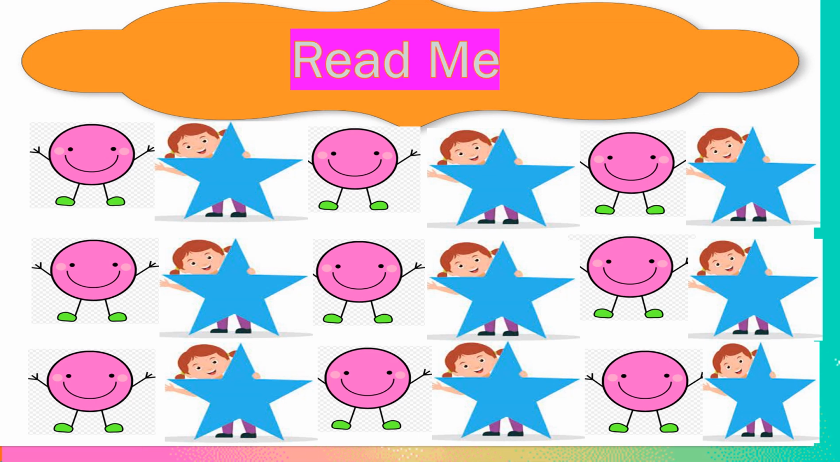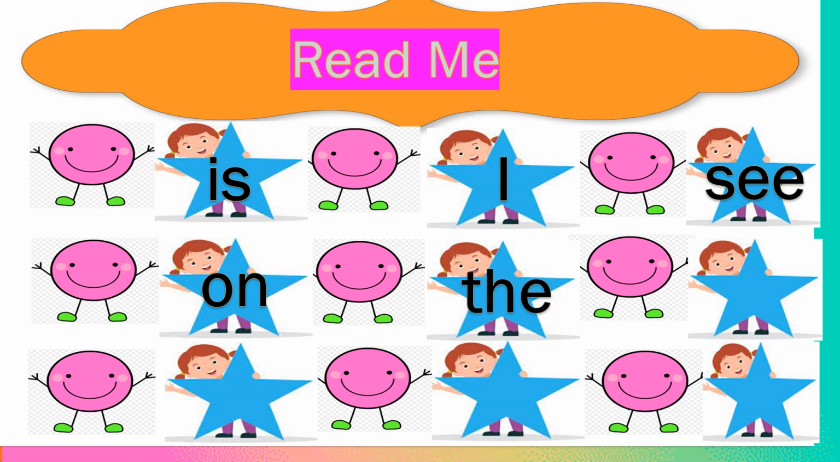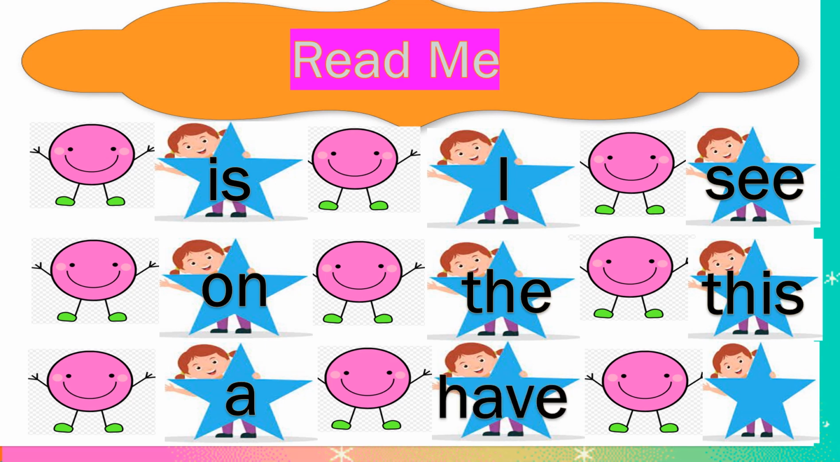Let us now read these words. Is, I, see, on, the, this, a, have, he. Let's repeat. Is, I, see, on, the, this, a, have, he.